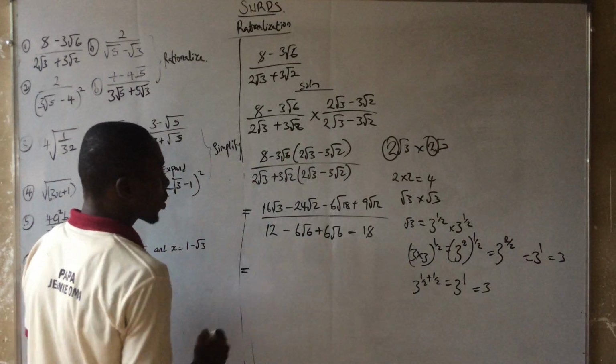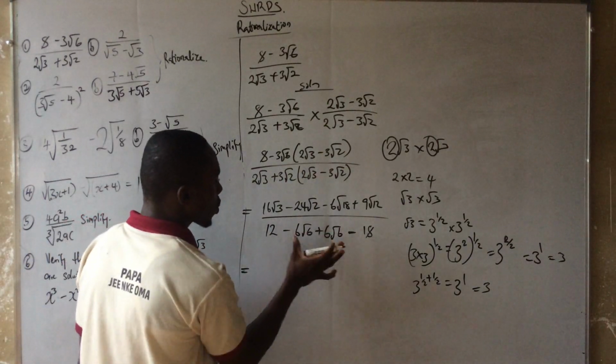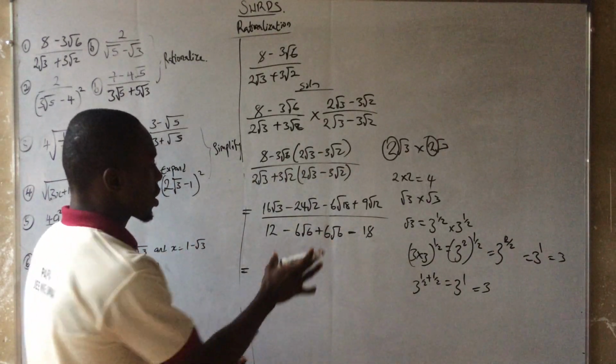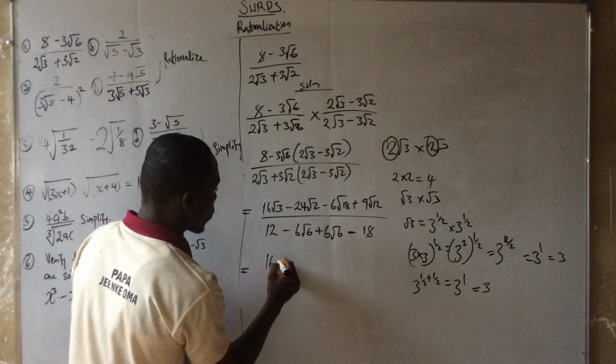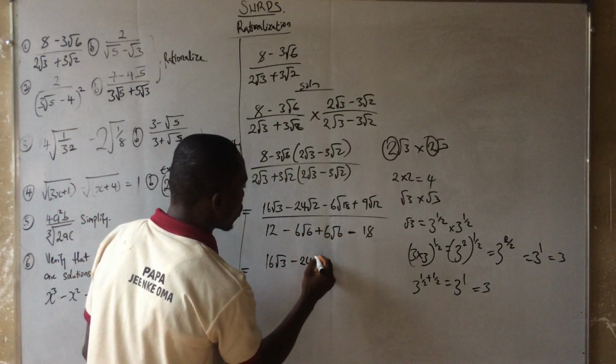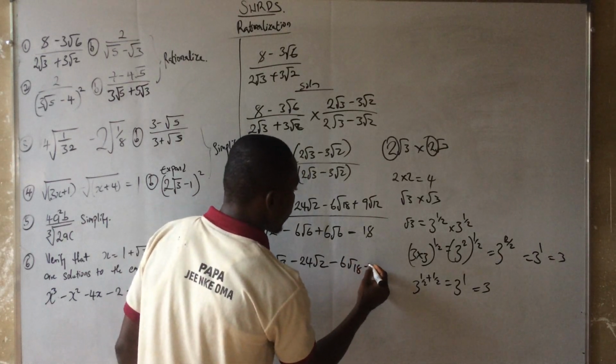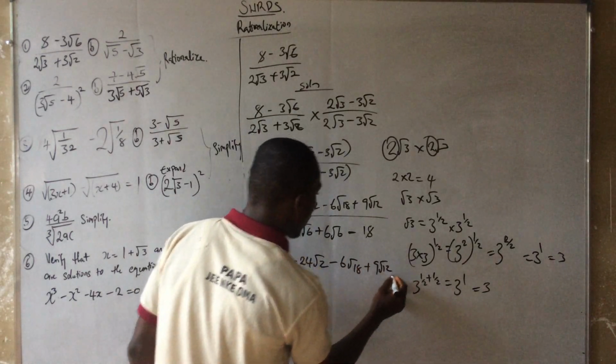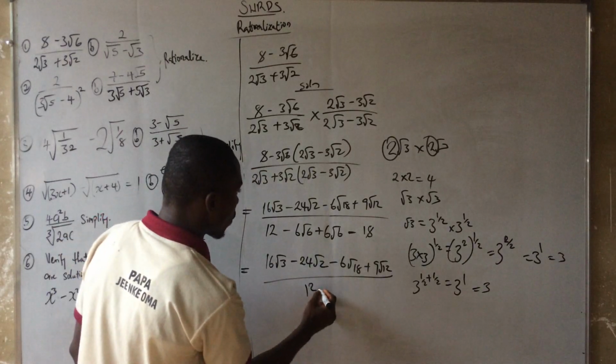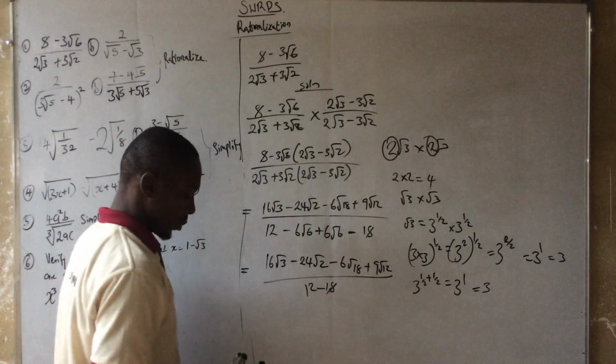So the next thing I'm going to do is compress this. We have 16 root 3 minus 24 root 2 minus 6 root 18 plus 9 root 12, all over 12 minus 18.